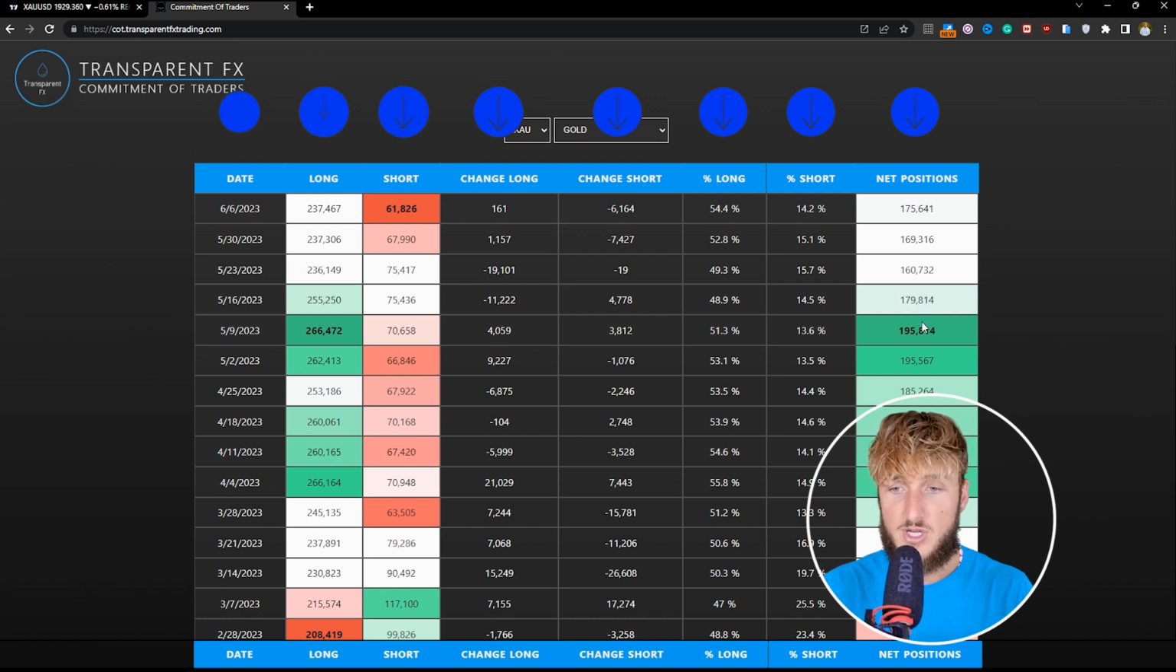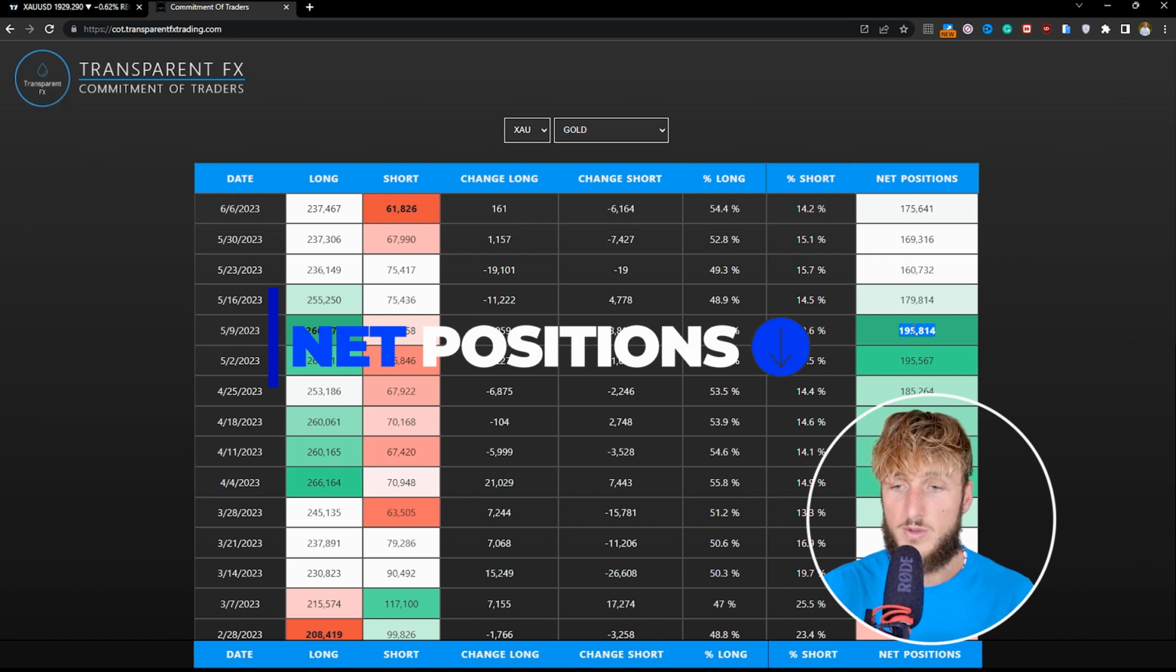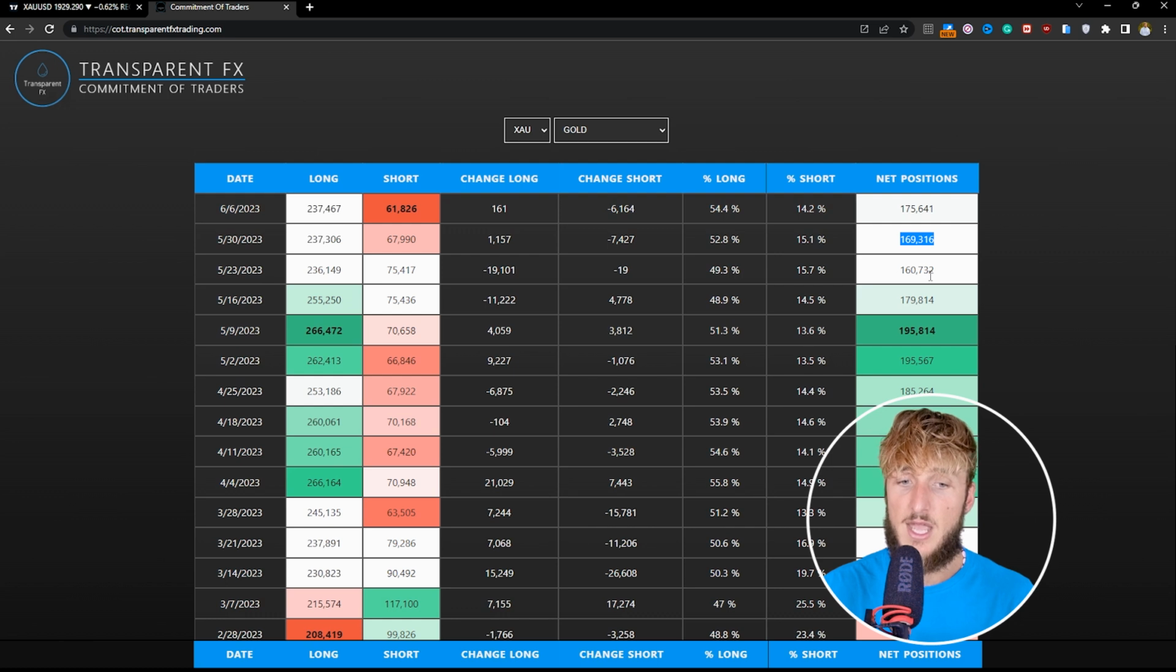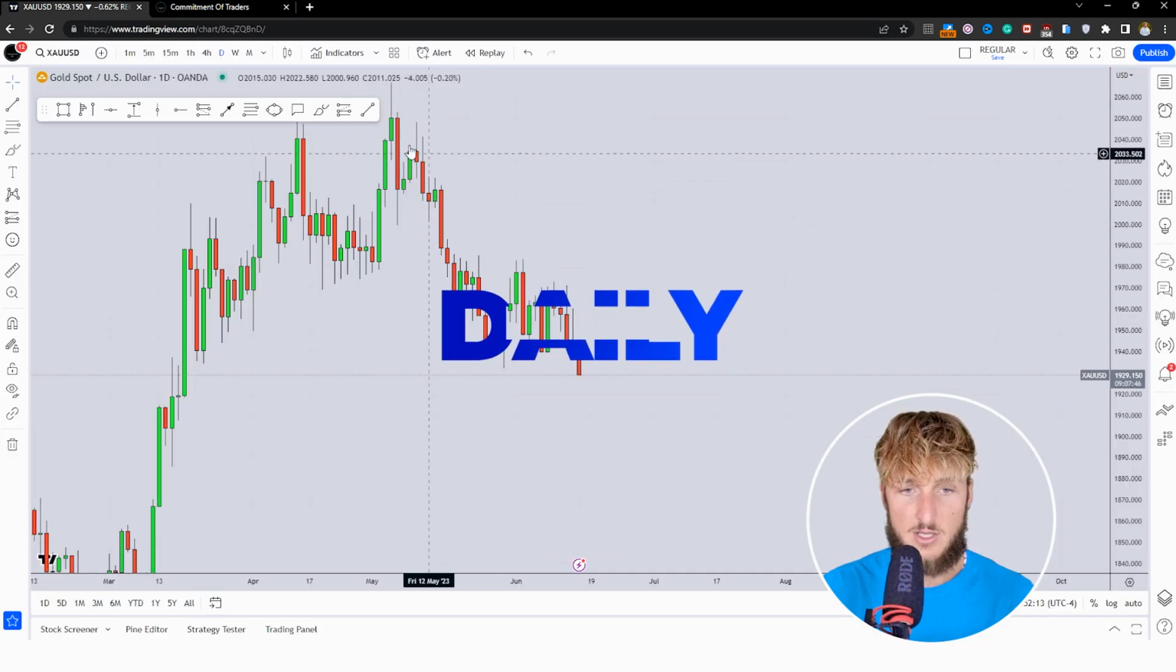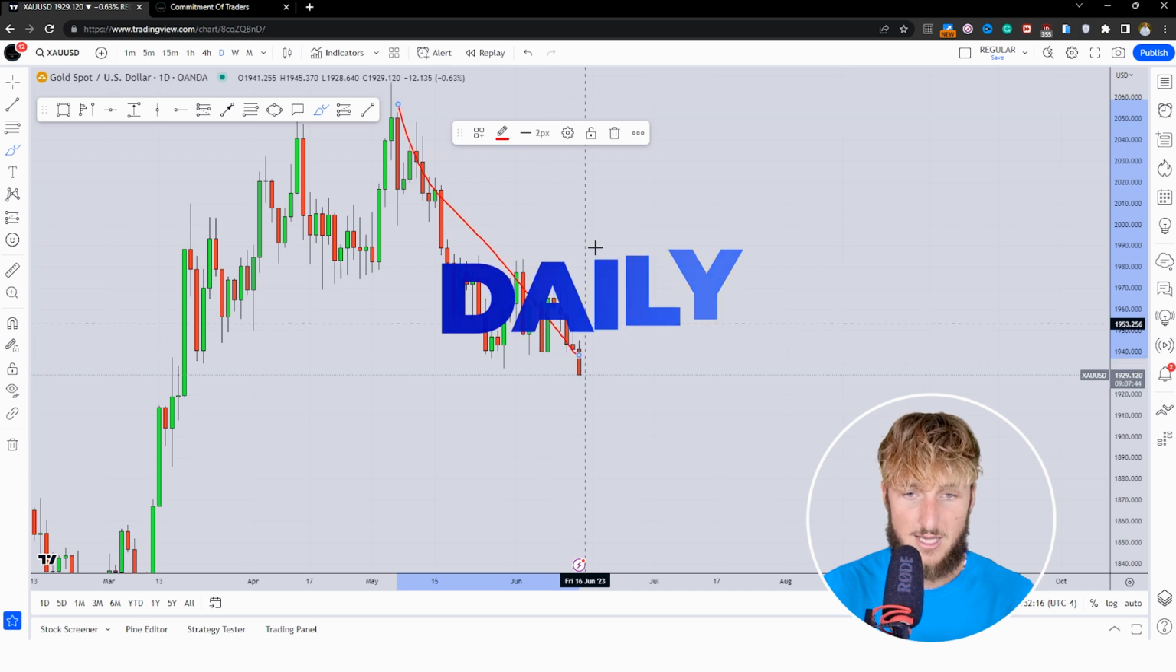Now, if we start here by looking at the net positions, what we can see is that first net positions started decreasing, going from 195k all the way down to 169k. This shows how institutions were essentially adding shorts to gold and closing their longs. In fact, we went from 266k longs down to 237k longs. And in a situation like this, you can expect gold to get weaker. And in fact, that is exactly what we see, we can see how gold was getting weaker.